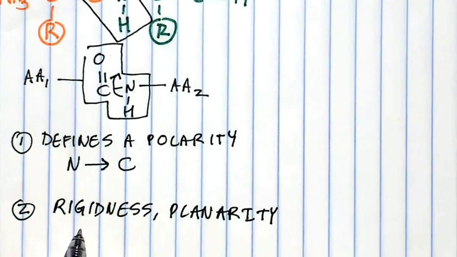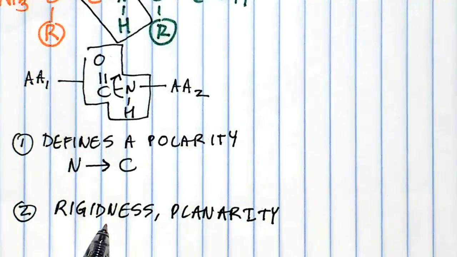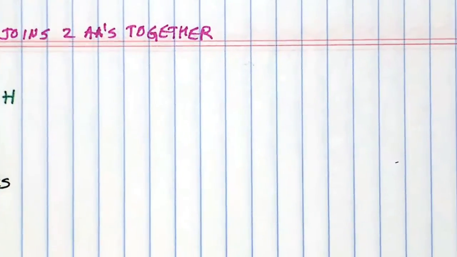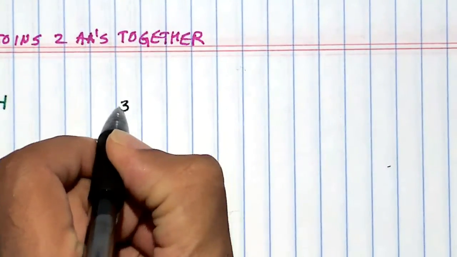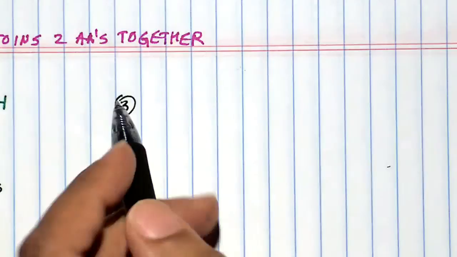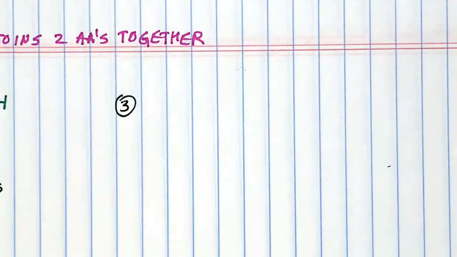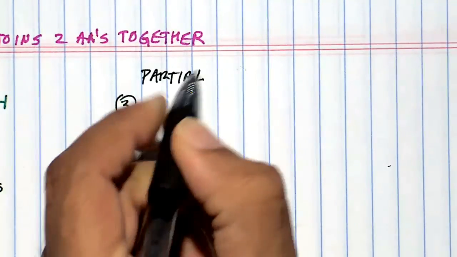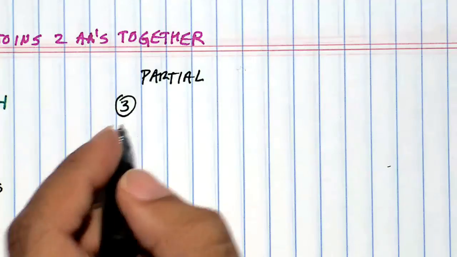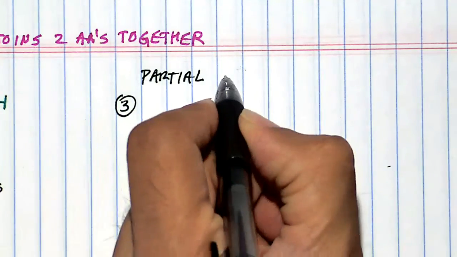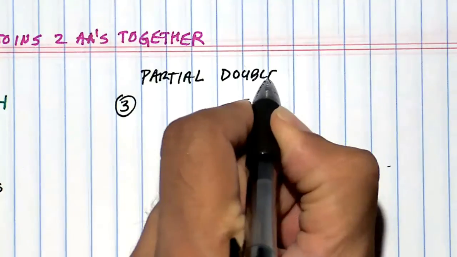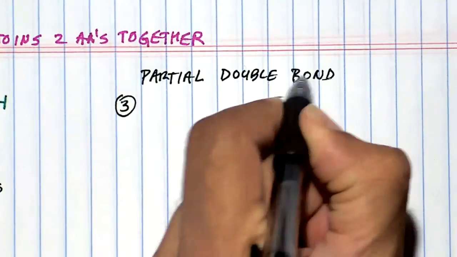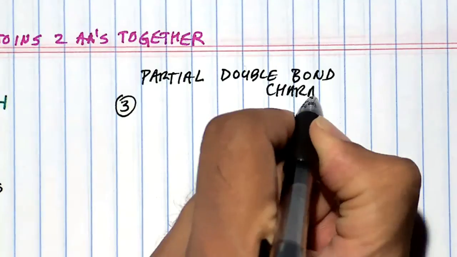Now, coming back to rigidness, I want to also talk about an extension of point two, and that would be point three. Okay, so let's move this piece of paper here. Point three about the peptide bond has to do with the fact it's rigid, and that is partial double bond characteristic. So that alludes to rigidness that was mentioned in point number two. So, partial double bond characteristics of the peptide bond.